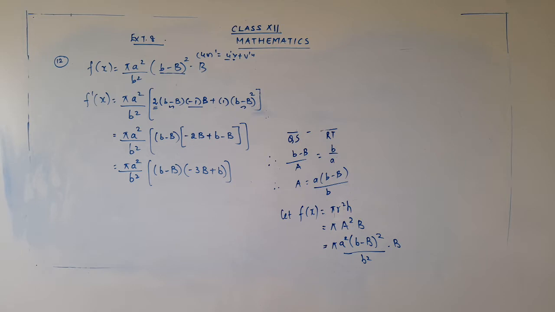Okay, completed children. So now what we are going to do here is, we are just going to equate f dash x is equal to 0. That is the next question. You know how to do this one.